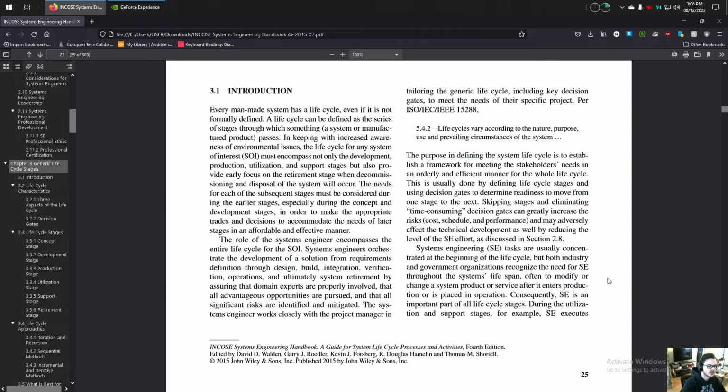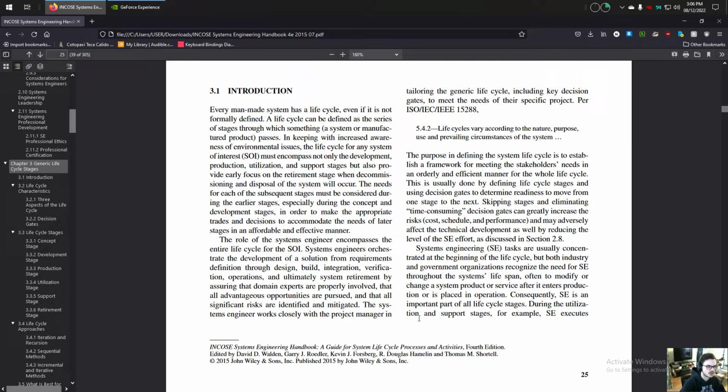Systems engineering tasks are usually concentrated at the beginning of the life cycle, but both industry and government organizations recognize the need for systems engineering throughout the system's lifespan, often to modify or change a system product or service after it enters production or is placed in operation. Consequently, systems engineering is an important part of all life cycle stages.